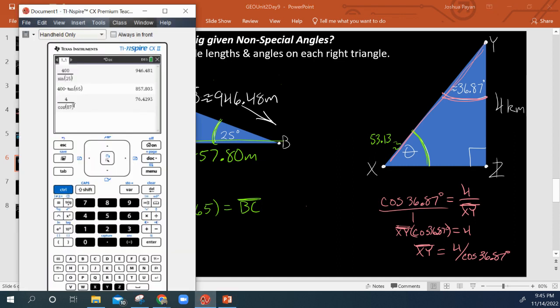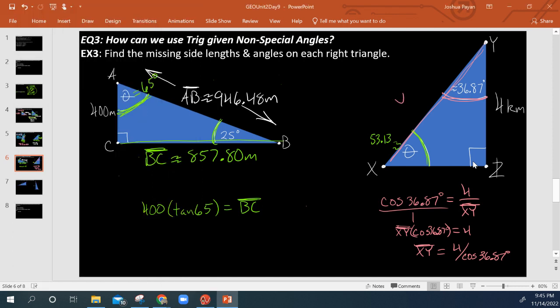Okay, let's try that again. So I'm going to go up, recopy this. And of course, I'm going to say 36.87 this time. Yeah, I thought that was way off. Oh, so we get a hypotenuse of 5. So XY is actually going to be equal to 5 kilometers.